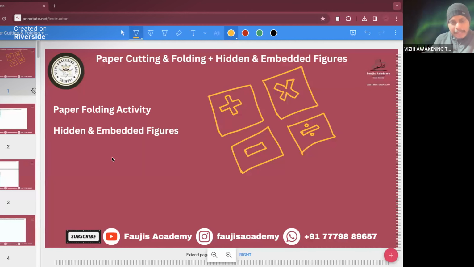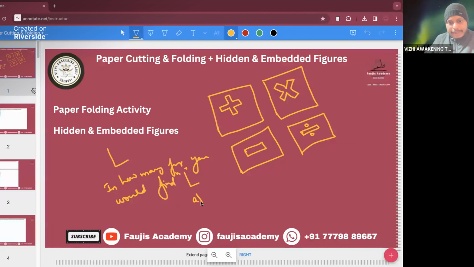You have been given an element L. In which of the figures will you be able to find this element L? The question is, in how many figures you would find L. Okay, L like this. Option A is 1, option B is 2, option C is 3, option D is 4.